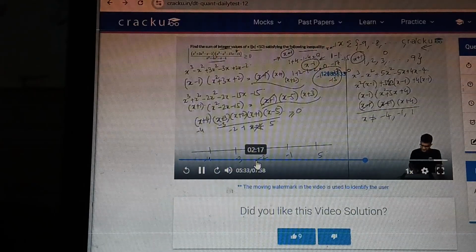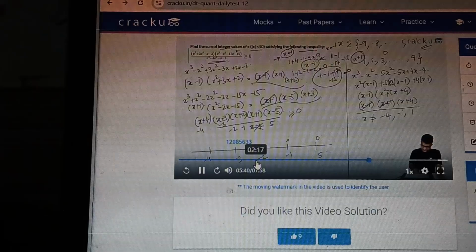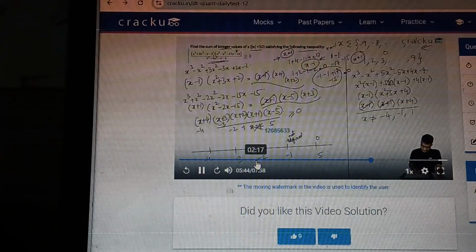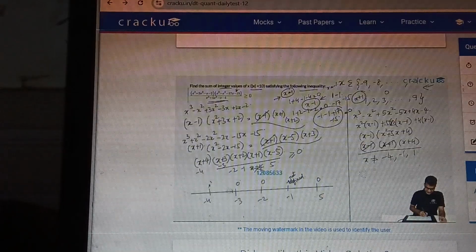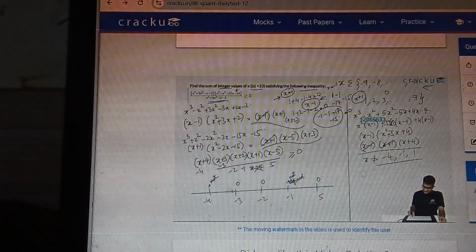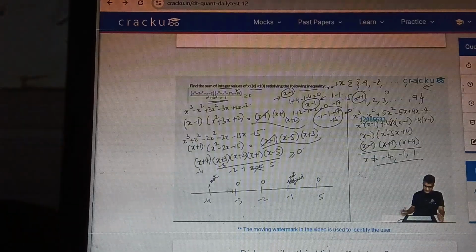At 5, the value is equal to 0, because 5 is a root. At minus 1, the expression is not defined. At minus 2, again the value is equal to 0. At minus 3, the value is equal to 0. At minus 4, again it is not defined, because we know that x cannot equal minus 4 or minus 1 or 1.